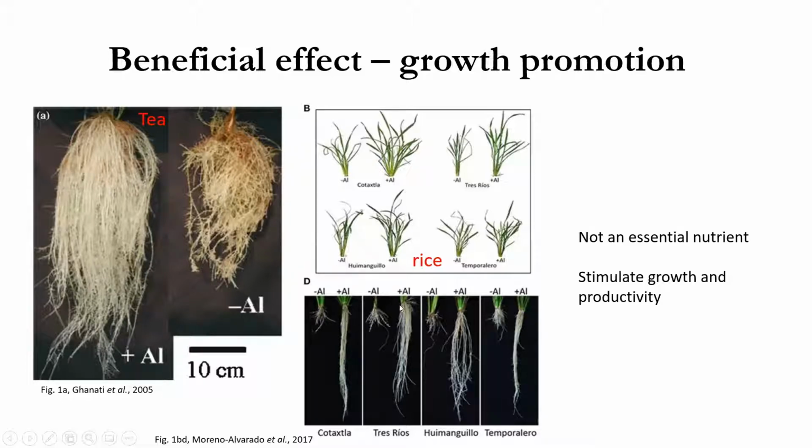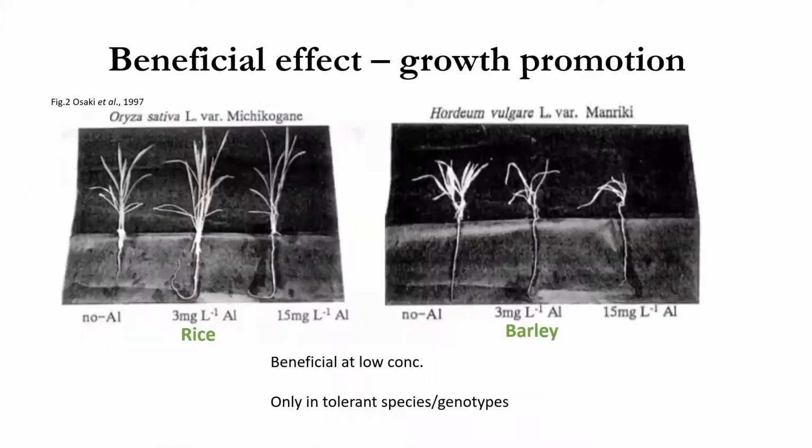On the right-hand side is a recent study in different rice cultivars. Similar to tea plants, the root growth is significantly higher when exposed to aluminum, and at the same time, the shoot growth is also enhanced. The rice plants exposed to the ion actually accumulated 140% higher biomass and double the amount of leaf chlorophyll content. So these are indeed some very nice benefits.